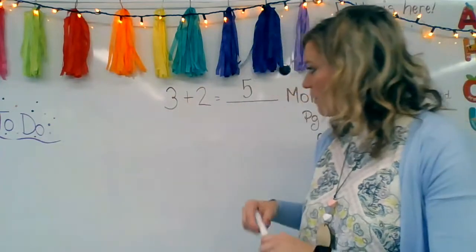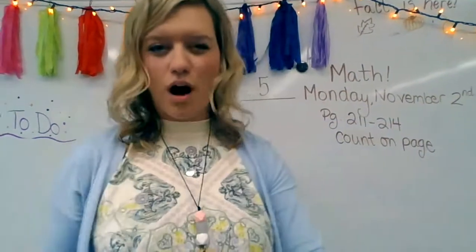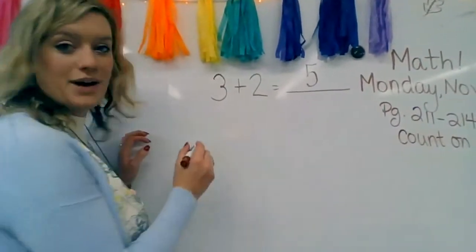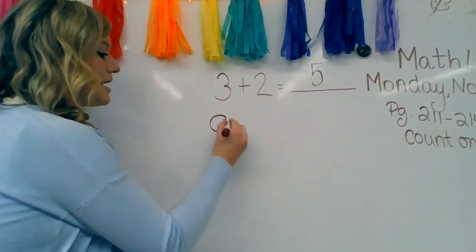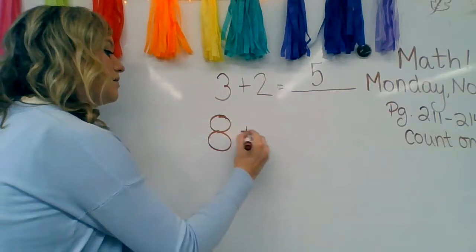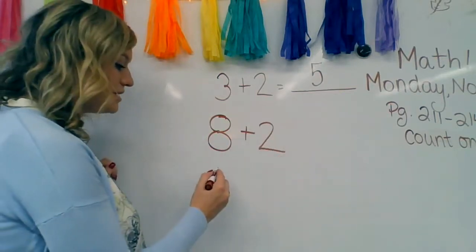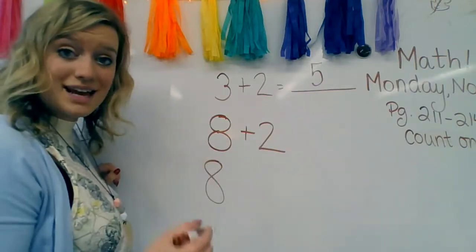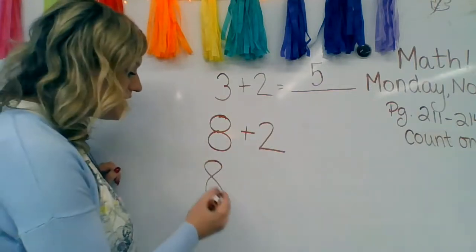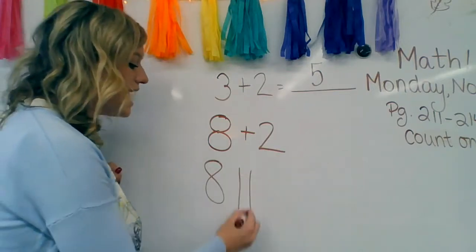So let's try one. This one I'm going to draw on. So let me show you kind of what I'm talking about. So let's do this one. Let's do 8 plus 2, okay? So here's what I'm going to do. I'm going to start at the number 8 and I'm going to say 8. And I'm just going to draw little sticks to keep counting, okay? So I have 8, and I'm adding 2 more. So 8, 9, 10.